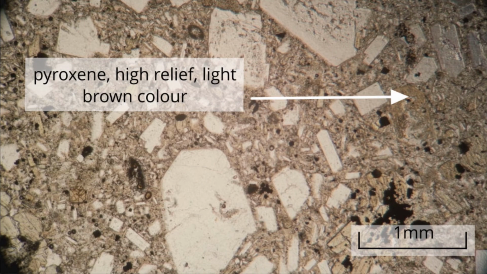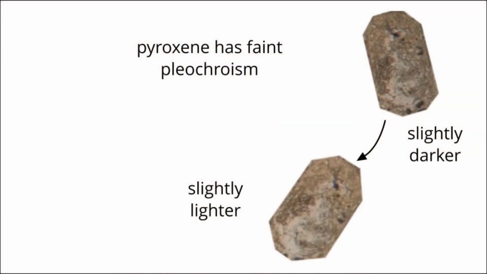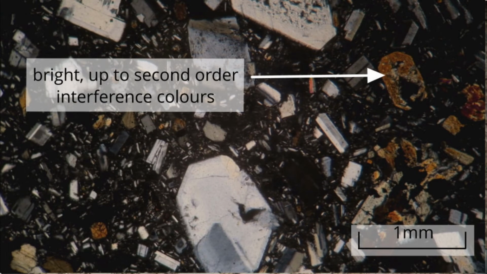In plain polarized light, the pyroxene has high relief. It is a light brown colour and shows a very faint pleochroism. This means it darkens slightly as the stage is rotated. Pyroxene crystals are easier to see under cross polars. Here you can see the bright up to second order interference colours.